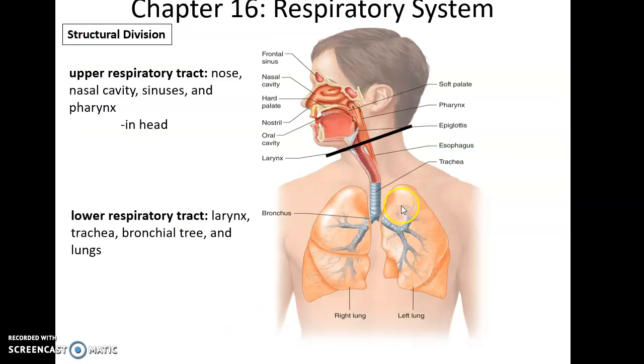All right, structurally, we can break the respiratory system down into an upper respiratory tract and a lower respiratory tract. Basically, the upper respiratory tract are structures you can potentially see or sort of touch. So the nose, the nasal cavity, the sinuses found in the cranial bones, and the pharynx or throat. So they're all in the head. The lower respiratory tract includes the larynx, the trachea, the bronchial tree found inside of the lungs, and of course the lungs themselves.